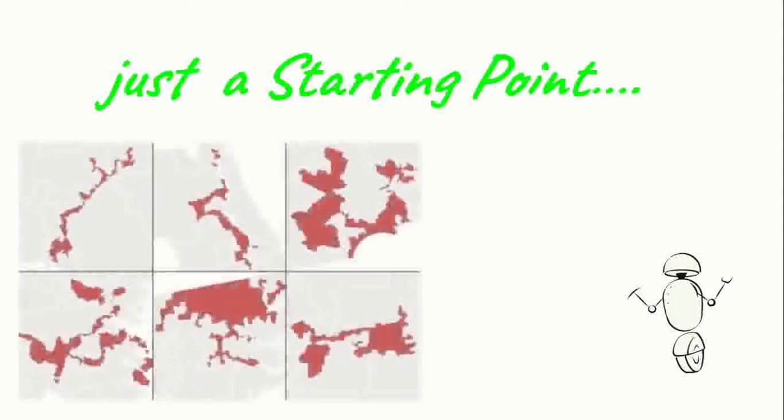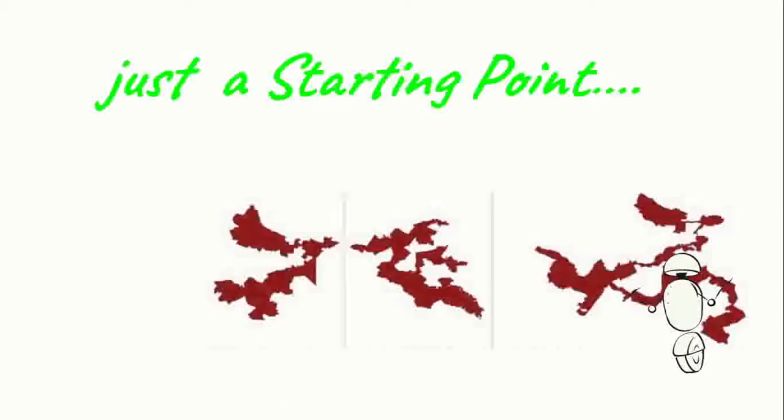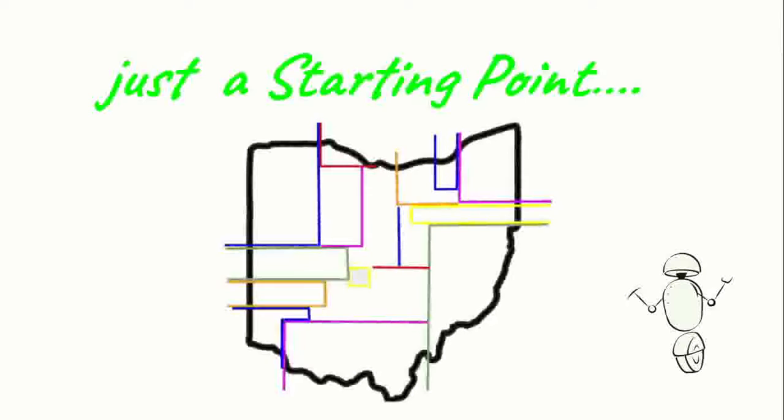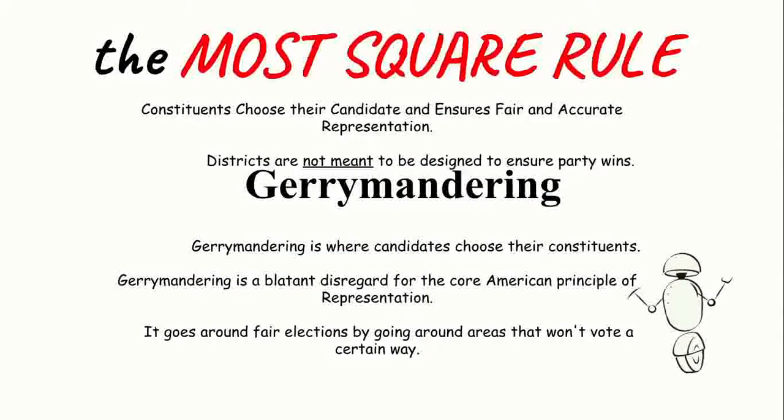Surely if our leaders can come up with districts that look like this, then they can come up with ones that look like this. The most square rule. It's a super easy way to ensure fair elections based on the majority of a region, not on some twisted geography designed to ensure a majority.